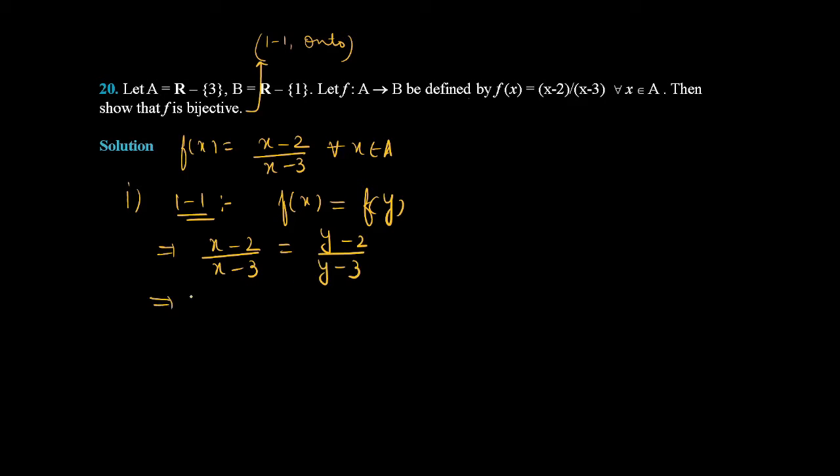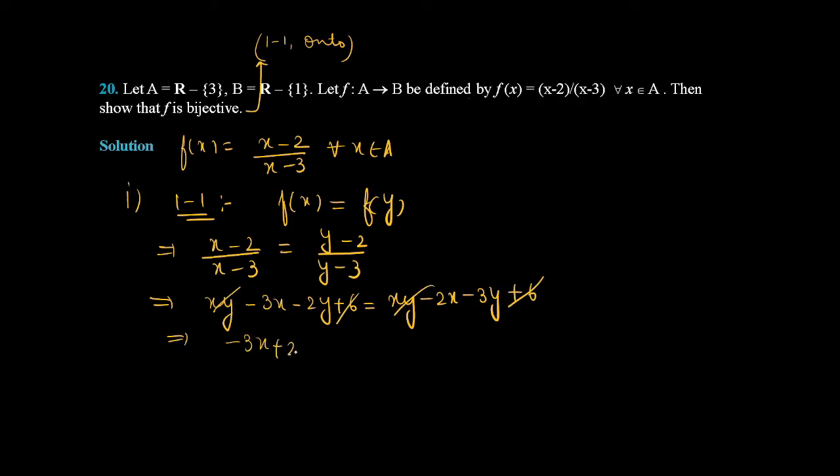So now cross multiply here, so this will be xy minus 3x minus 2y plus 6 is equal to xy minus 2x minus 3y plus 6. The 6 is cancelled, xy also gets cancelled, so we have minus 3x plus 2x minus 2y plus 3y is equal to 0. So this is minus x plus y is equal to 0. So this implies y is equal to x.